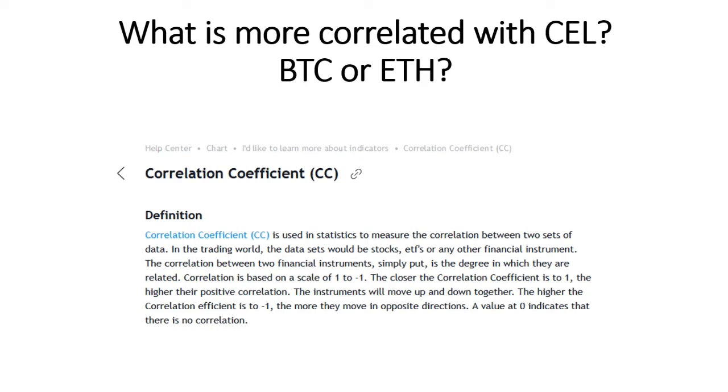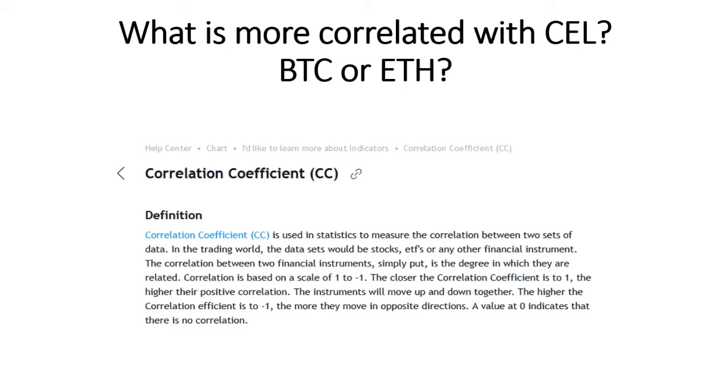In today's video, what I want to do is a fun comparison and ask the question: what is more correlated? Celsius Network's CEL token against Bitcoin, or CEL against Ethereum? This is quite an interesting question because we know that Celsius Network's AUM is largely dominated by Bitcoin and Ethereum, with Bitcoin having the lion's share.